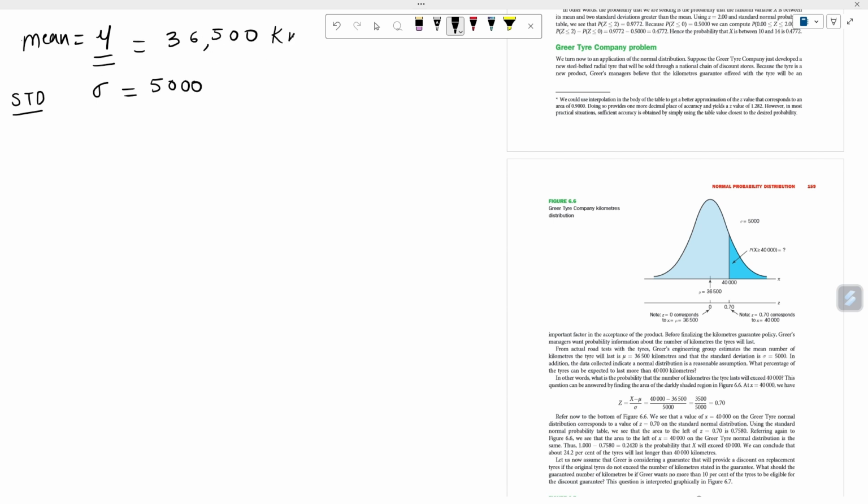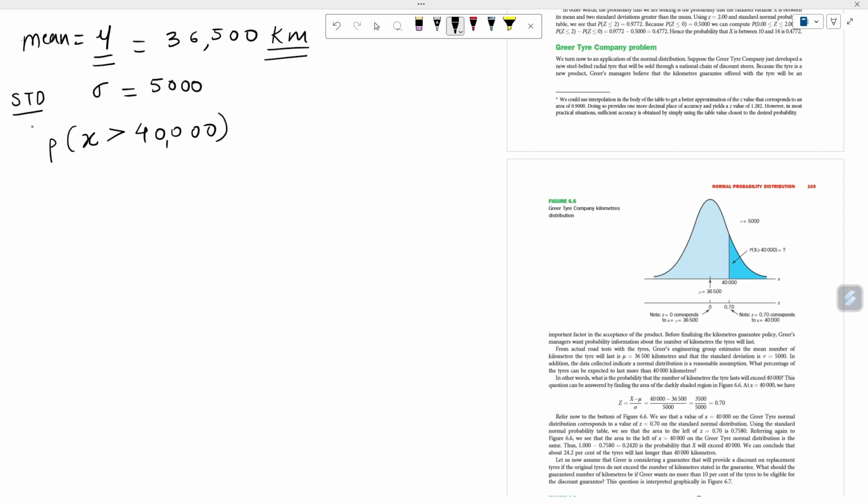So mu is our kilometers. This is the average kilometers that the tires will last, as quoted by the engineers who are working in the tire company. In addition, the data collected indicate a normal distribution is a reasonable assumption. What percentage of the tires can be expected to last more than 40,000 kilometers? They want to know how much the tires will last, more than 40,000 kilometers.